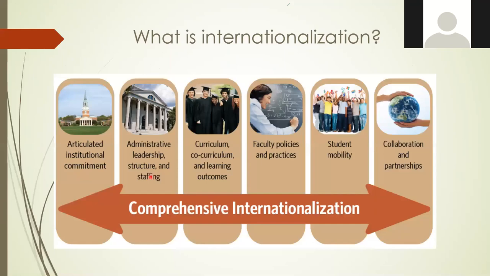So the question: what is internationalization? Internationalization can be seen from different perspectives, as we said. It can be an integrated institutional commitment to do very good cooperation and partnership between different places that strengthens the university. It's also that administrative leadership should agree, work, and commit to having a structure that permits the parties of the curriculum, the faculty, and the students to achieve this internationalization, like student mobility, faculty policies and practice, maybe bilateral programs, and also agreeing on curricula for learning outcomes.